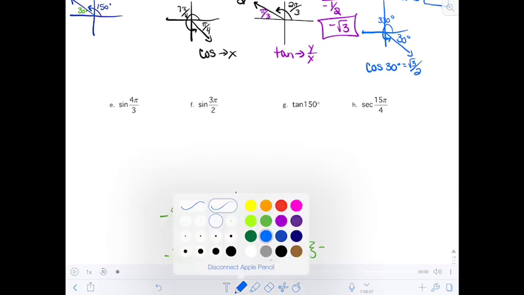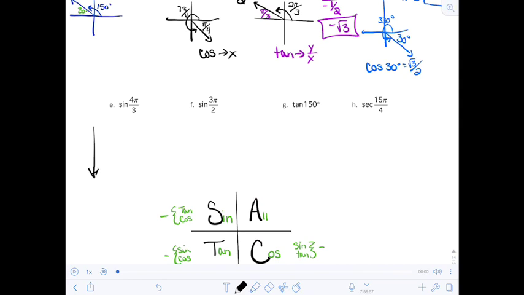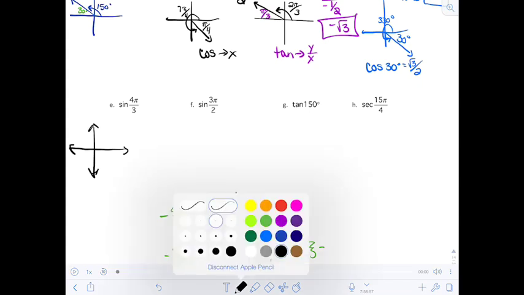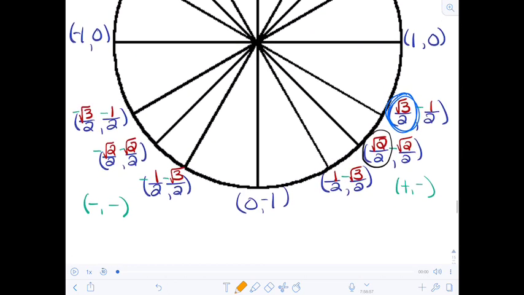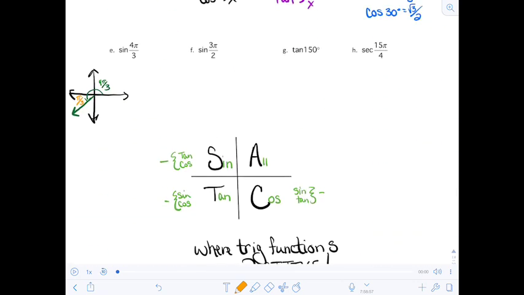Okay, the sine of 4 pi over 3. So where is 4 pi over 3? Well, 3 pi over 3 is halfway around, so 4 pi over 3 is going to be right here. The reference angle is going to be pi over 3. It is pi over 3 units more than 3 pi over 3. So if I look at the sine of 4 pi over 3, let's go to the unit circle. Pi over 3, the sine is the y value, and that's negative 1/2. So negative 1/2.